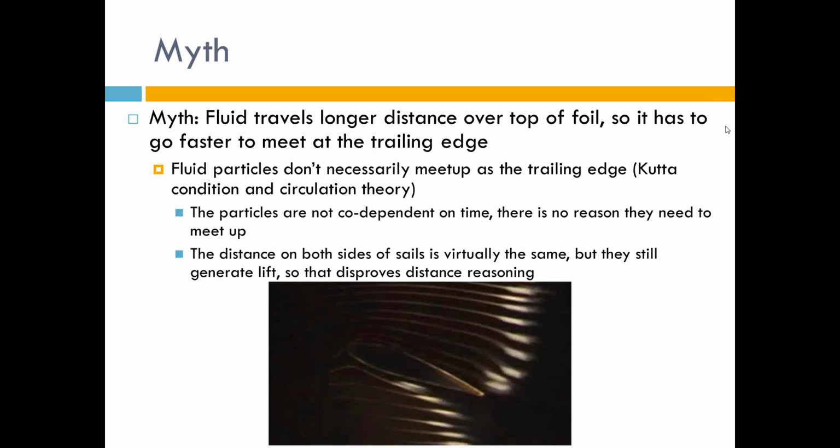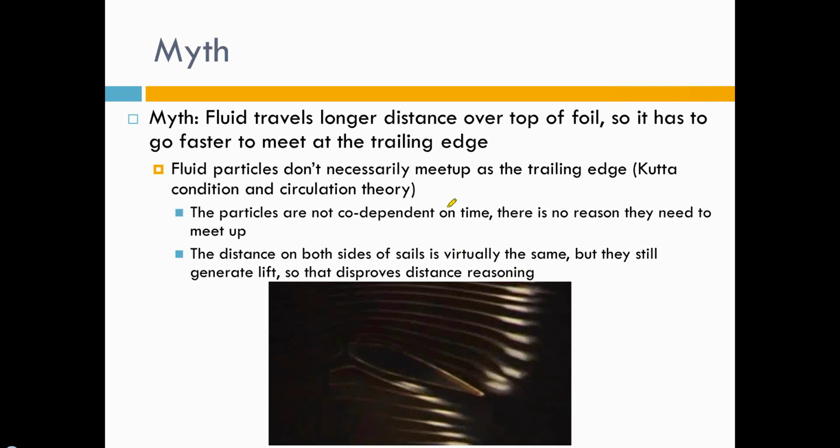Let's see if I can get some highlighters. The fluid particles don't necessarily have to meet up at the trailing edge. As you can see in this picture at the bottom of the screen, from a wind tunnel study where they pulsed smoke through, you have the particles that went over the top of the foil, and you can faintly see the foil here. Let's see how well I can trace it. The particles that went over the top of the foil did indeed accelerate, and they made it to the trailing edge before those particles that went over the bottom of the foil. So they didn't meet up at the same time, but they did accelerate, right?